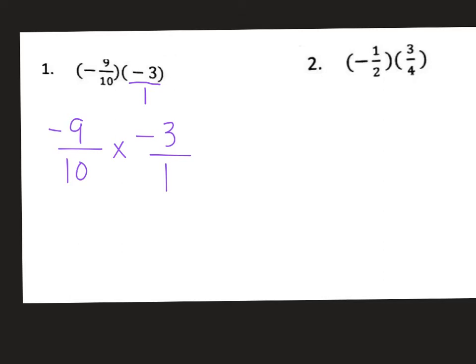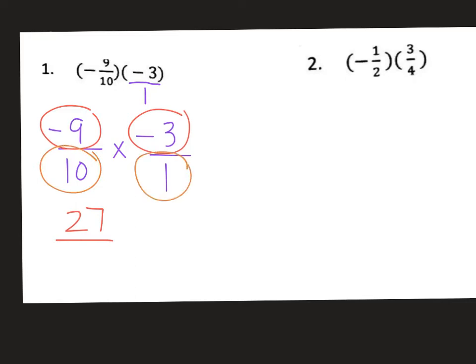So from here, we're going to multiply numerator and numerator. So negative 9 times negative 3 is a positive 27. And then you want to multiply denominator times denominator. So 10 times 1 is 10. Now your final answer should not be left as an improper fraction or not in simplest form. So for this problem, we need to change our improper fraction into a mixed number.